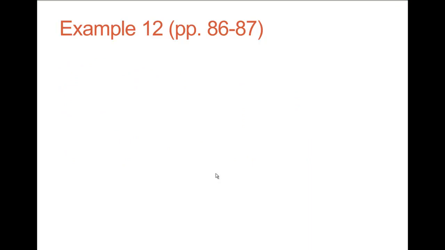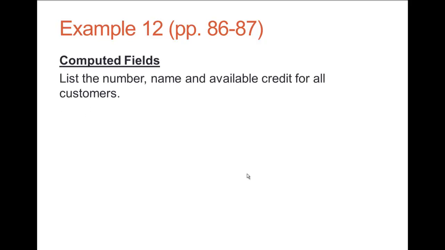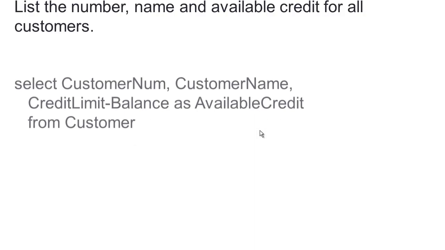pages 86 and 87. We did the first lecture half going through the basic SQL commands using the MySQL program, and now we'll get into some of the more advanced basic commands. They're still pretty basic, but beginning with some computed fields. So what we want to do now is list the number, name, and available credit for all customers.